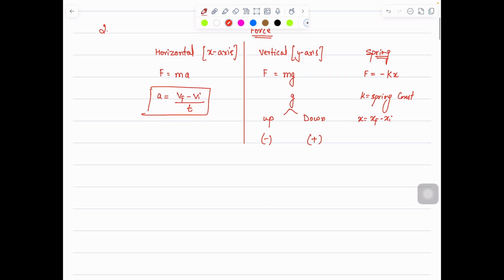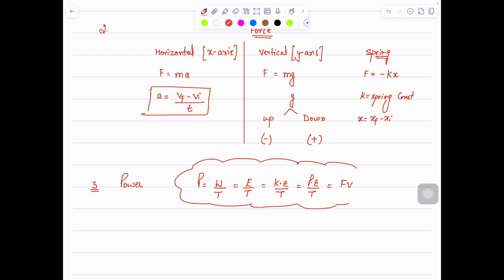Fine. Third thing is your power. Power P is equal to work done over time, which is equal to energy over time. In the energy, you can say kinetic energy over time, potential energy over time, spring energy over time, or the last formula is force times velocity. These are all the equations for your power.